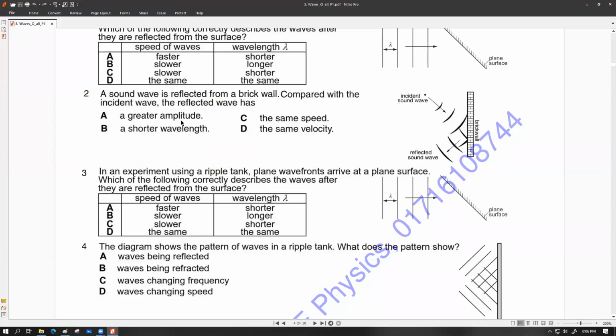So if the energy is lost to the surroundings, won't the speed decrease? The speed is not dependent on the energy content. The speed of a wave is dependent on the medium and the type of the wave. Let me put it this way.